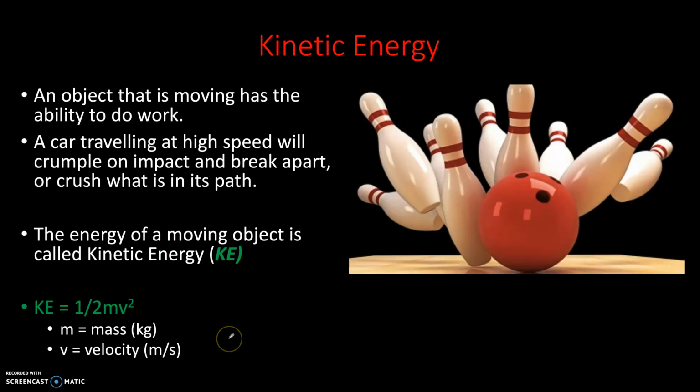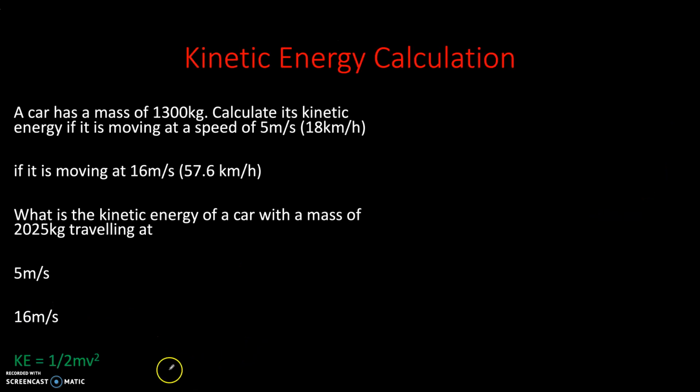Okay, let's have a closer look at kinetic energy now. So any object that's moving possesses kinetic energy, and we can calculate that kinetic energy as well. Our formula is KE, or kinetic energy, is equal to half times the mass times velocity squared. So our mass is once again in kilograms, and our velocity is meters per second. So let's do a couple of practice questions together.